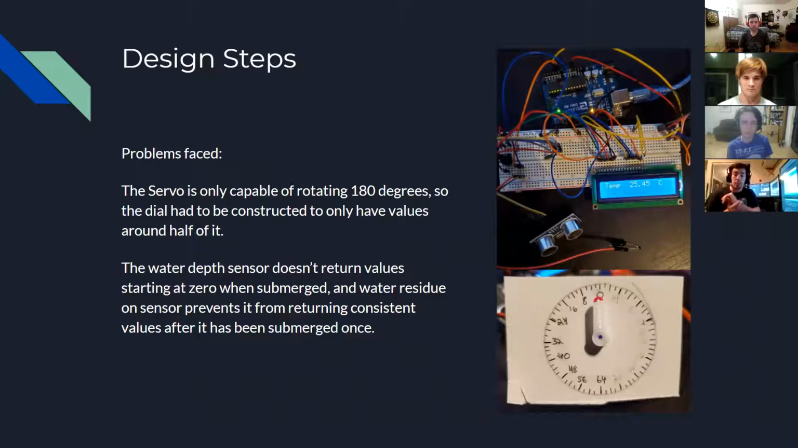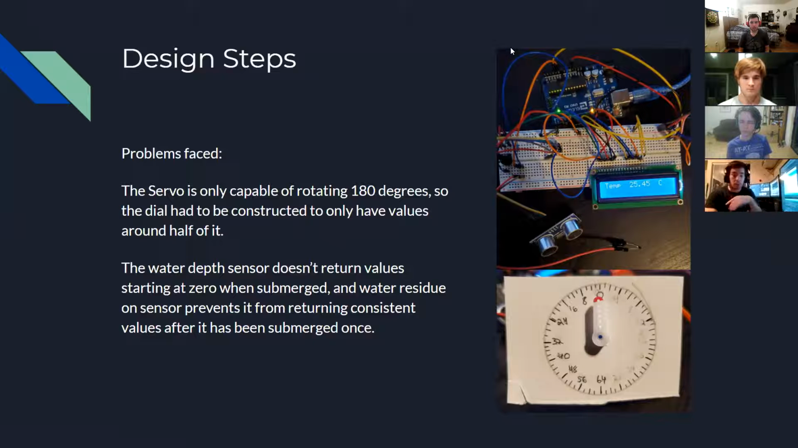We had a few problems with some of this. The servo is used as a dial measurement system, but it only has a rotation of 180 degrees, so only half of our circle is being used for measurements. You can also see our temperature sensor being used in the image. It's showing 25.45 degrees Celsius right now on the LCD screen, and underneath that is the thermistor that's measuring it.